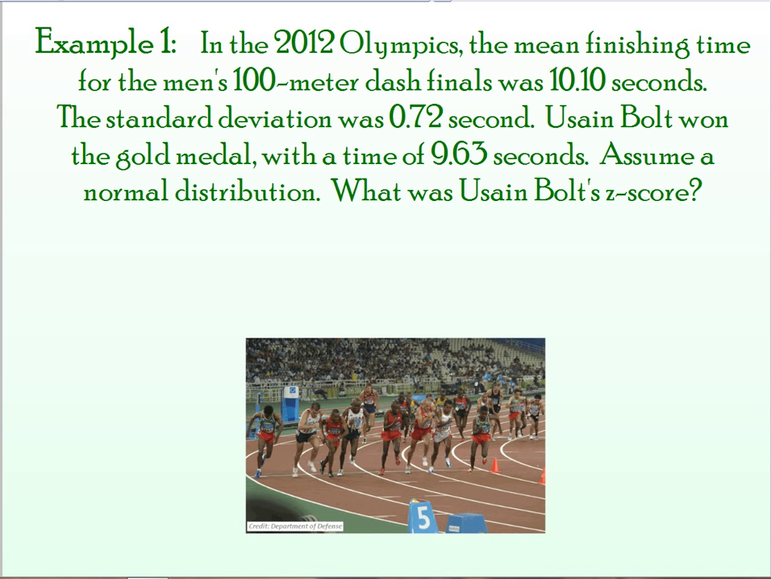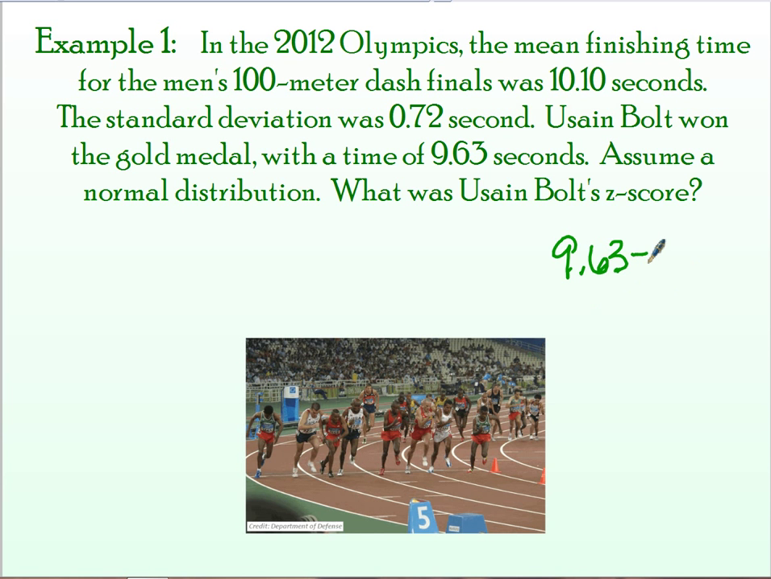So let's go through this. Z-score, remember, we use our formula. We're trying to find the z-score for Usain Bolt's time of 9.63 seconds. So this represents X.